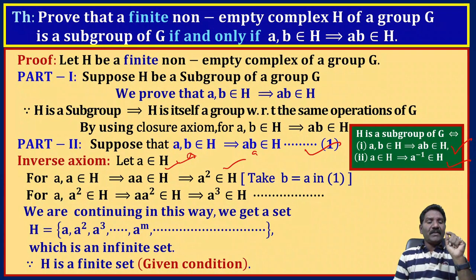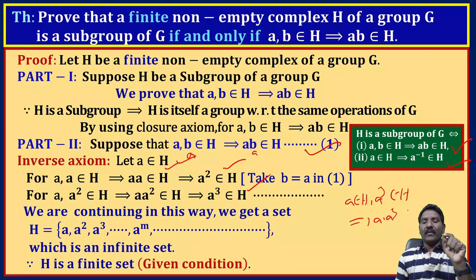Again, a belongs to H, a square belongs to H, so a into a square also belongs to H. a into a square is a cube, which belongs to H. Then a belongs to H, a cube belongs to H gives a into a cube also belongs to H. This is a power 4 belongs to H. Similarly, we get a power 5 belongs to H, a power 6 belongs to H, and so on, a power m belongs to H, and so on. Similarly, we continue in this way. We get the set H equal to a, a square, a cube, and so on, a power m. These are all infinite in number.